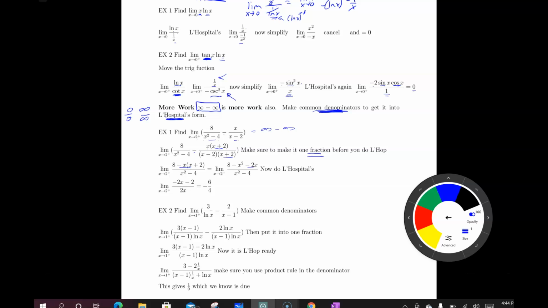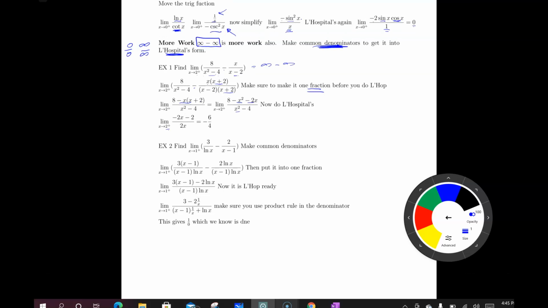So now I'm ready to do L'Hopital's. So if I take the derivative, negative 2x minus 2, derivative of x squared is 2x. Now what happens when I plug in 2? If I plug in 2, I get negative 4 minus 2 is a negative 6. Put in a 2, I get a 4. There it is. So negative 3/2 if I wanted to simplify it.